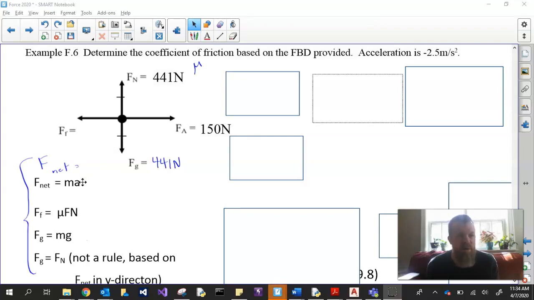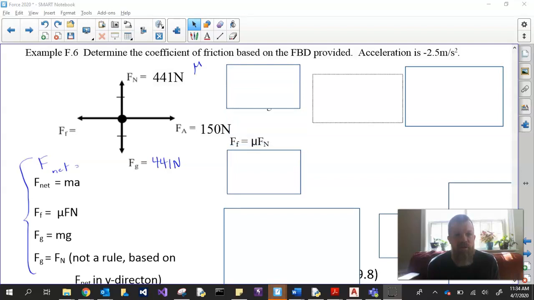So I like to just go in the order that I'm looking for stuff. So I need the coefficient of friction. Oh, sorry. Coefficient of friction is right here. So force of friction equals the coefficient of friction times the normal force. I have the normal force, but I don't have the force of friction. So there's another way to find the force of friction.